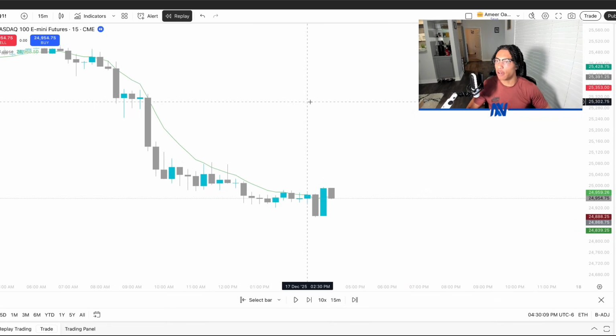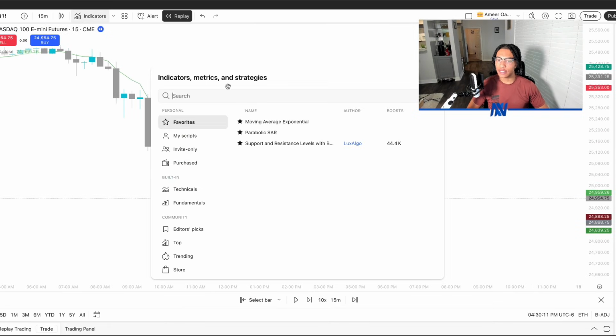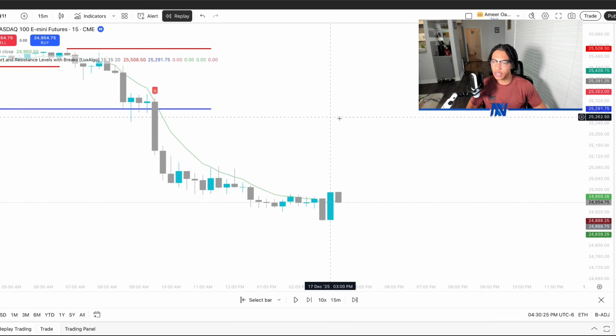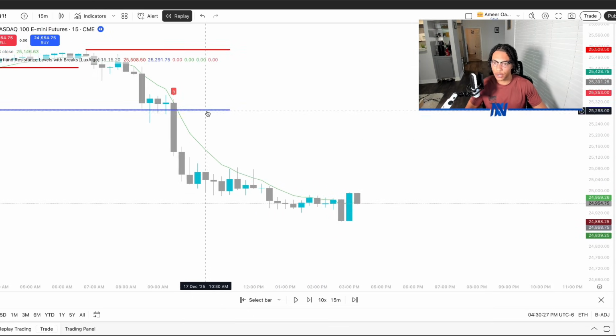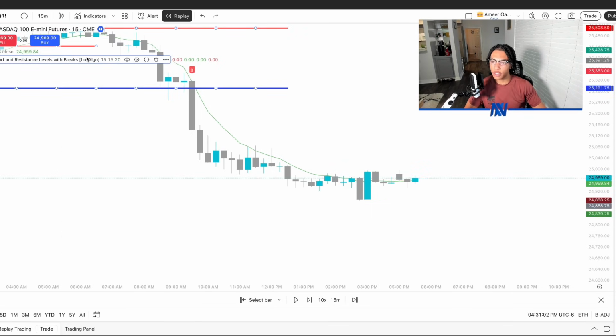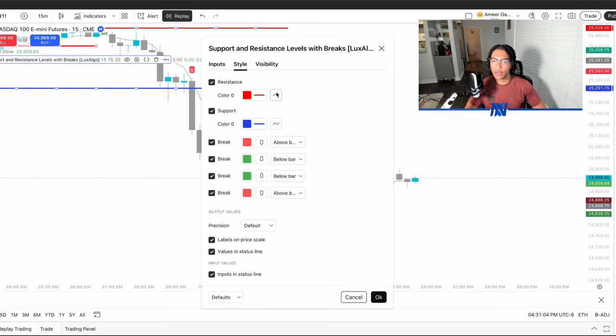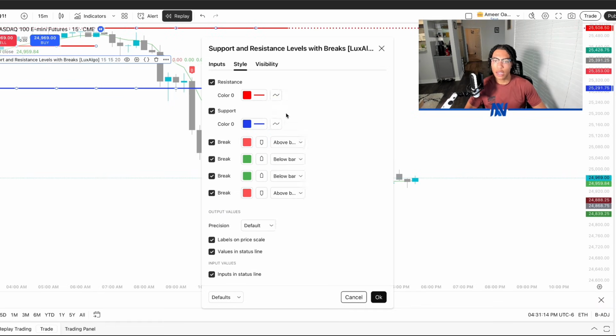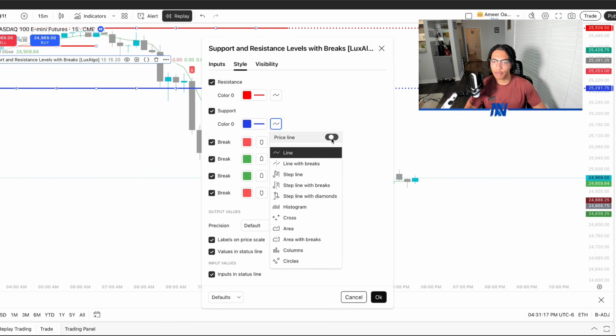Now, one of the best confluences that you can add with this is simple support and resistance. If you search up support and resistance and then add support and resistance levels with breaks, it'll show you where support and resistance areas are formed without you having to do any type of research on the levels, because it's automatically going to form them for you. So what you'll do is go to the support and resistance indicator and click on it. You can change the color to whatever you want, but the only two things you'll be changing is you'll click here and toggle on a price line for the resistance, and you'll click here and toggle on a price line for the support.